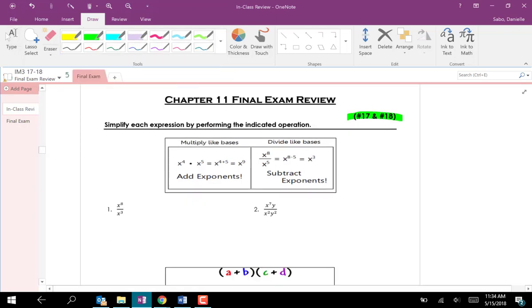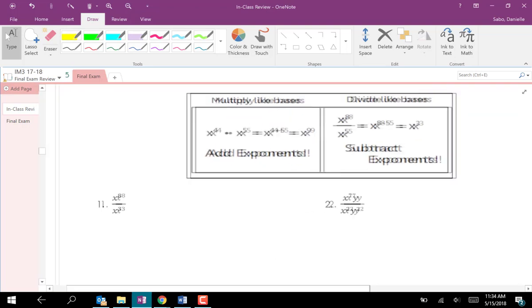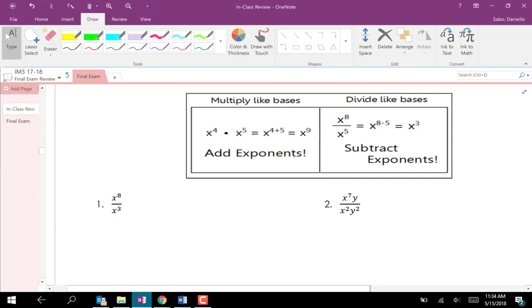With that said, let's start doing chapter 11, because from this point forward, that's what you're going to start seeing on the exam. I gave you guys a little bit of guidelines here on what can help you. Up on the top here, it says when you multiply like bases, you add the exponents like we talked about yesterday. And when you divide them, you subtract.